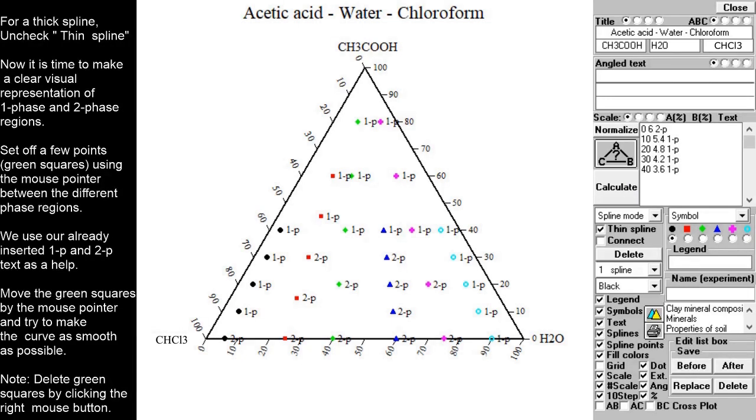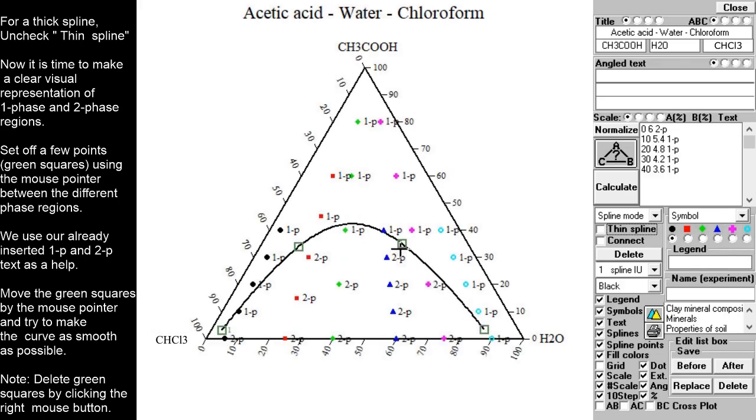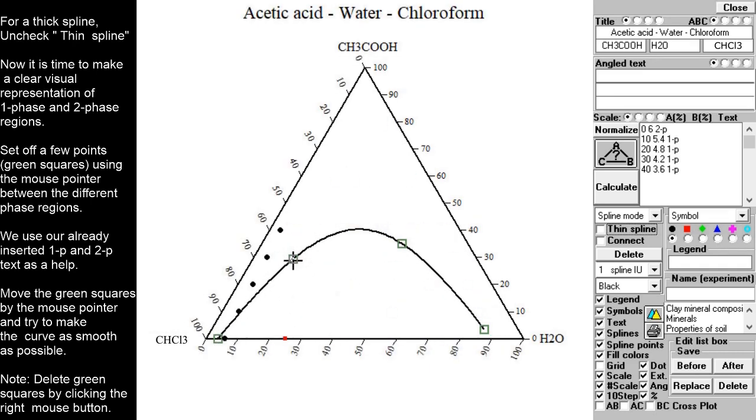We now have all the necessary information we need to draw a border line between the one phase and the two phase region. To do this, set off a few squares with the mouse. Create a curve by moving the squares with the mouse pointer. Use the points located to the left of the 1P or 2P text as a helping guide regarding where to place the spline curve.